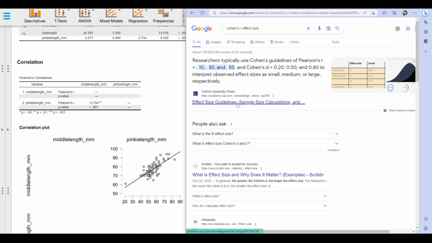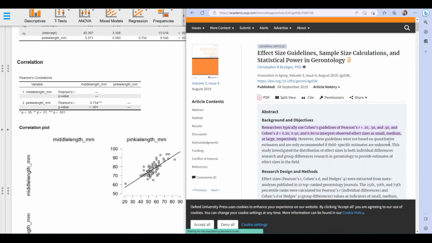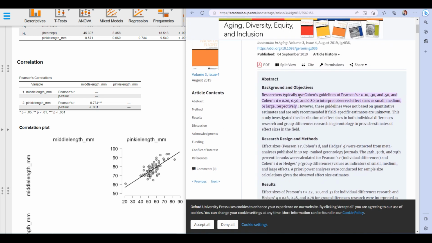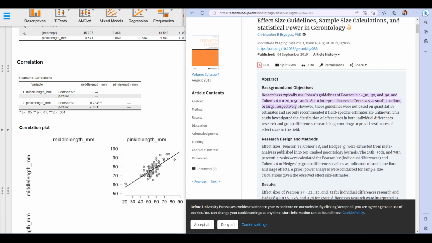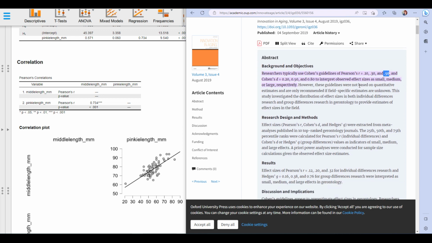So, effect size guidelines, since coming from an academic source, that looks good. Typically, we use the guidelines of 0.1, 0.3, and 0.5 as minimum cutoffs for small, medium, and large effect sizes. And we're going to get more into this in a coming classwork if we haven't covered this yet. So based on this, we look at this 0.734.